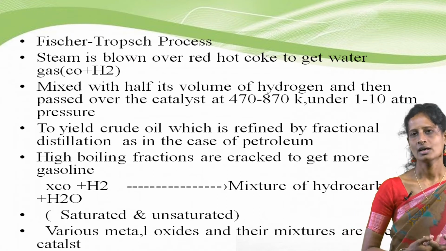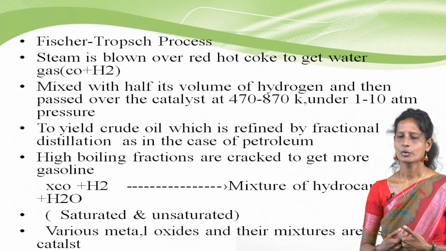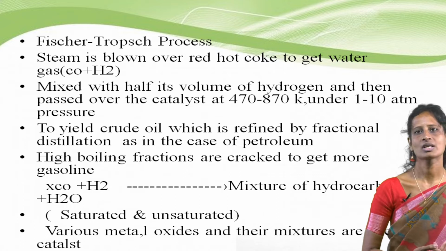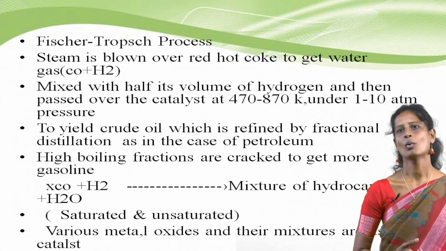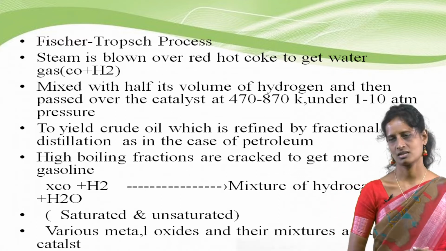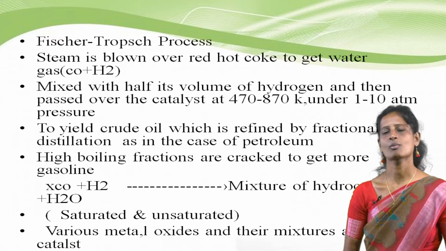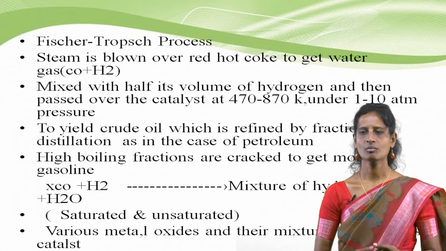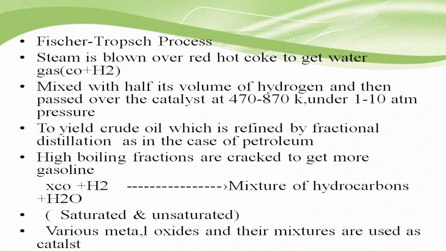Two processes are involved in producing synthetic petrol. The first one is the Fischer-Tropsch process. What is the Fischer-Tropsch process? Here steam is involved. In all these processes, steam is the main concept. Steam is blown over red hot coke to get water gas. Water gas is a mixture of carbon monoxide and hydrogen.